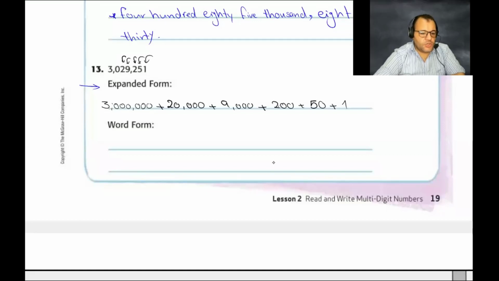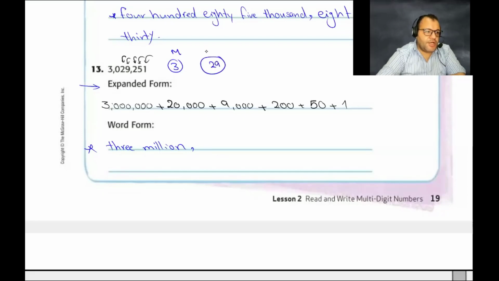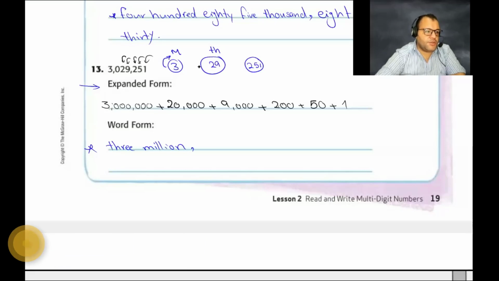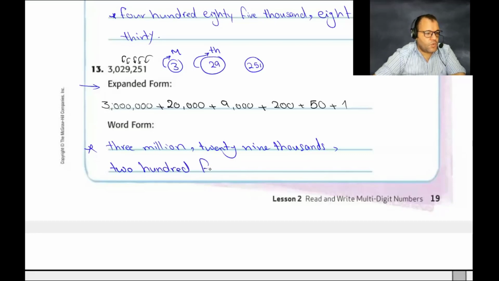Okay. So who can solve the next one? I need Abdullah Najm to write the word form for this one. 3 million. Read this number. We have 3 parts. The first part is 3 and million. The second family is 29 and 1,000. Then we have the last family, which is 251. So read the first one. You just say 3 million. The next one, 29,000. 251. 200 and 51.